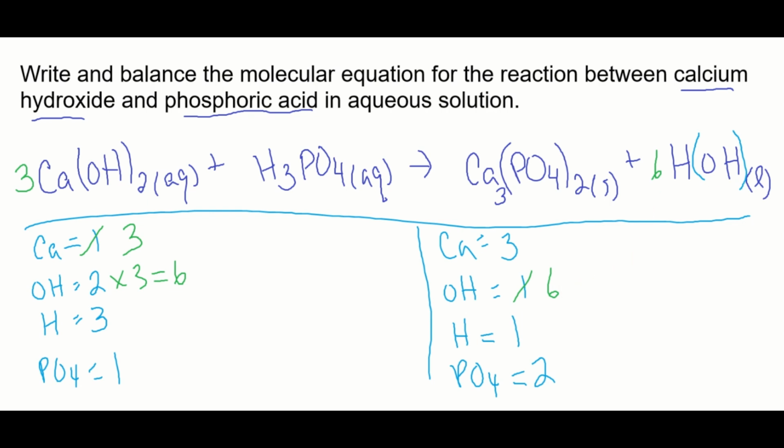So I see that in the water molecule. So I also need to update the number of hydrogens in that compound. Now I'm going to go back to the reactant side and balance out the hydrogens by multiplying by 2, where I see that hydrogen species is with the phosphoric acid. And also update that phosphate. So there's my balanced molecular equation for the reaction between calcium hydroxide and phosphoric acid.